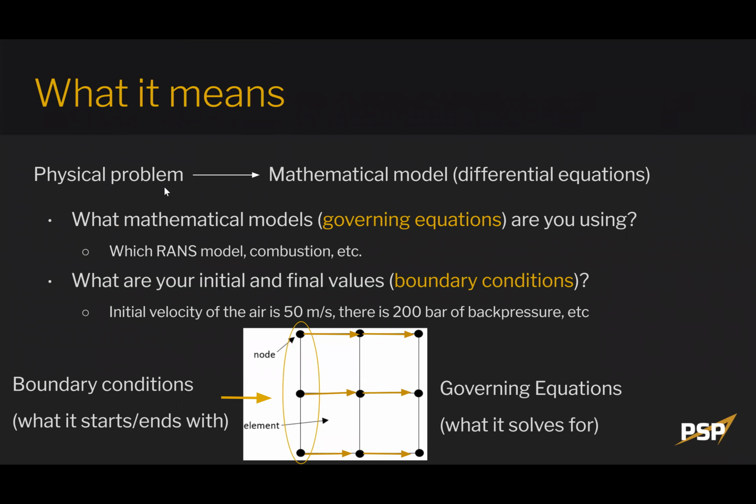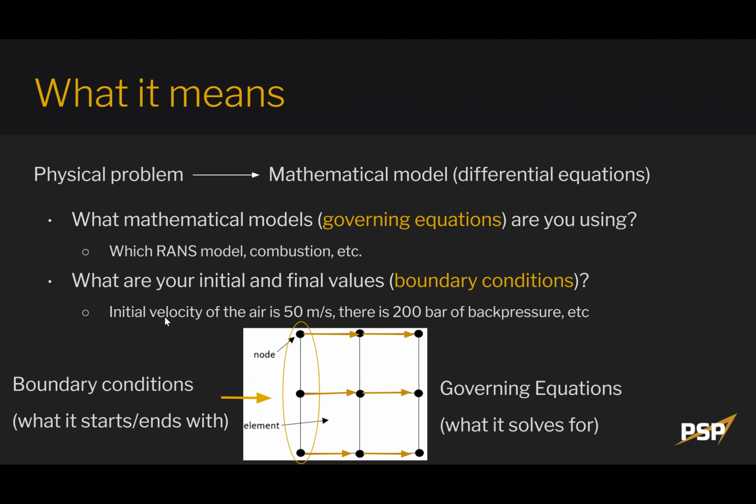Pre-analysis, you take your physical problem, turn it into a mathematical problem. These are called your governing equations. So which RANS model are you using? Are you trying to solve for combustion? And then your initial and final values. So what do you feed the nodes? What is your starting thing that your computer is going to solve for? And what is the ending value that it's going to try to result into?